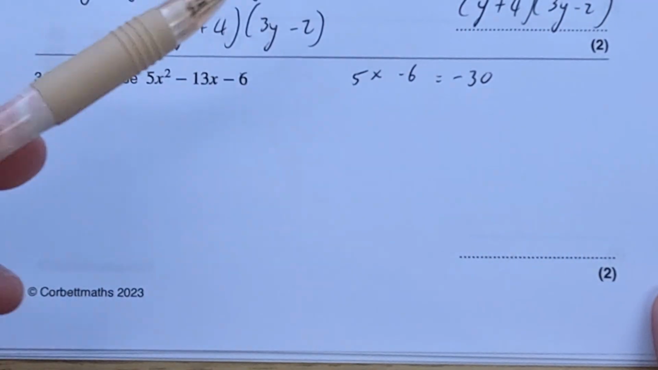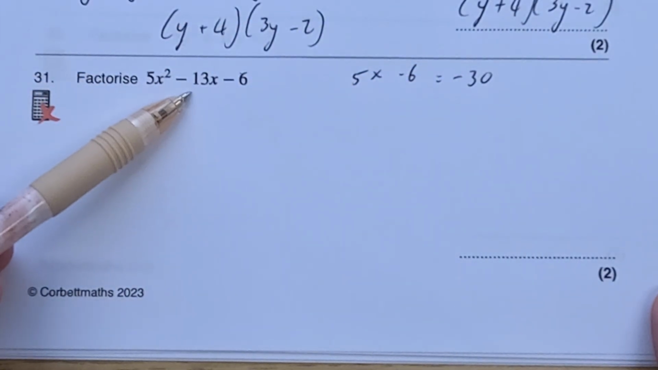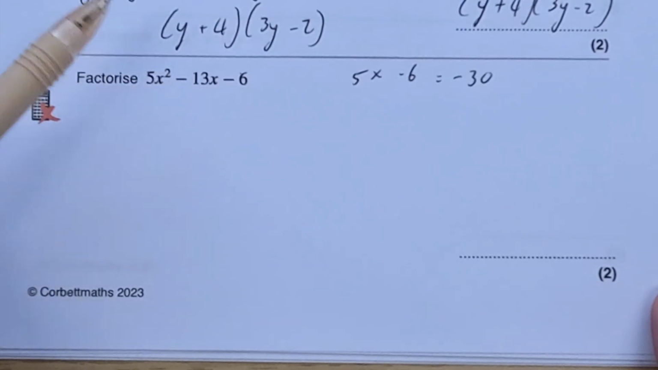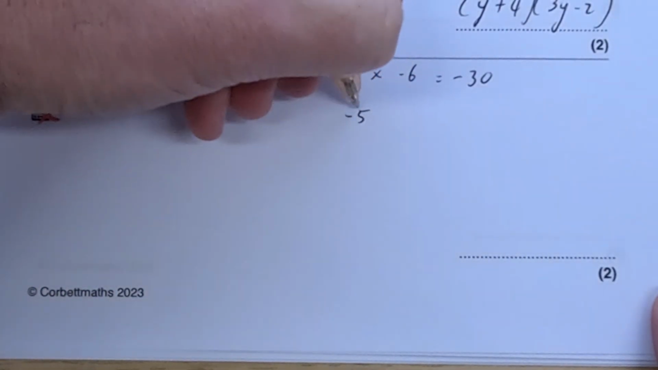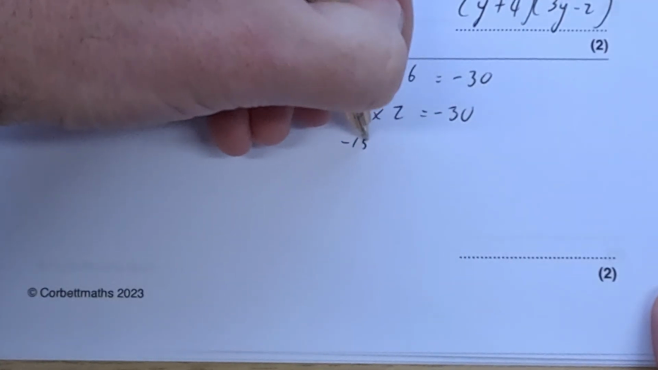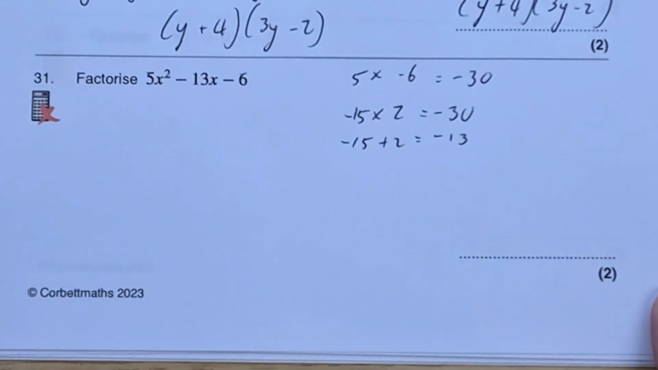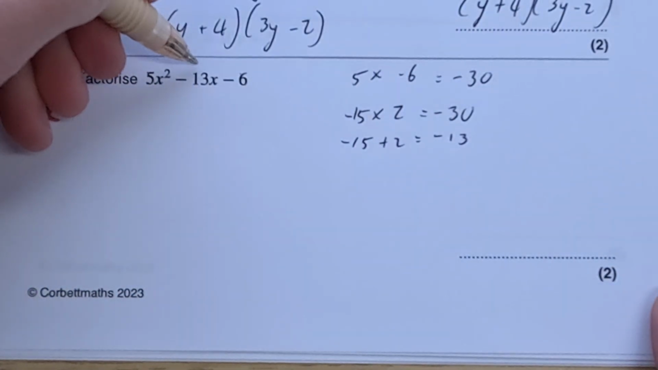So we want to find two numbers that times together to be minus 30 and add together to be minus 13. So I'm thinking of minus 15 and 2, because minus 15 times 2 is equal to minus 30, and minus 15 plus 2 is equal to minus 13. So we're going to choose minus 15 and 2. So we're going to split the middle term up into a minus 15x and a 2x.